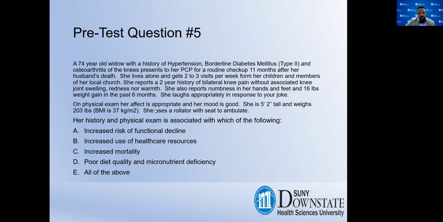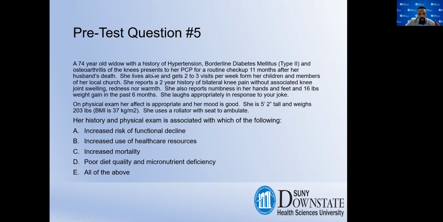And this is a great case. Keep it in mind. You guys can have access to this again. 74-year-old female. She has a history of hypertension, diabetes, and degenerative arthritis in both knees. She presents to her PCP 11 months after her husband's death. So we have to think of depression, even though the time frame, 6 months, 11 months, we have to keep that in mind, the time frame. What is normal grief versus what is abnormal grief? Keep those things in mind.